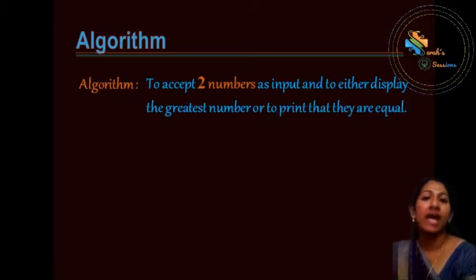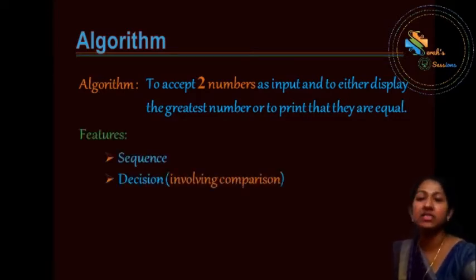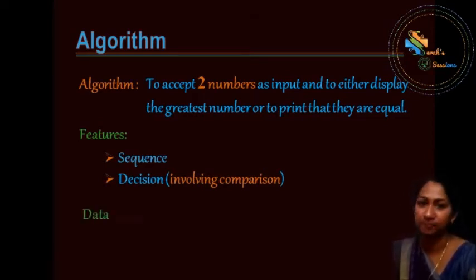The algorithm is to accept two numbers as input and to either display the greatest number or to print that they are equal. See, you have to accept two numbers as input. Then you have to compare the numbers and check to see whether one is greater than the other. Okay, and you have to print so and so. So let's see. The features that come in this algorithm are sequence and decision. Decision involves comparison here.